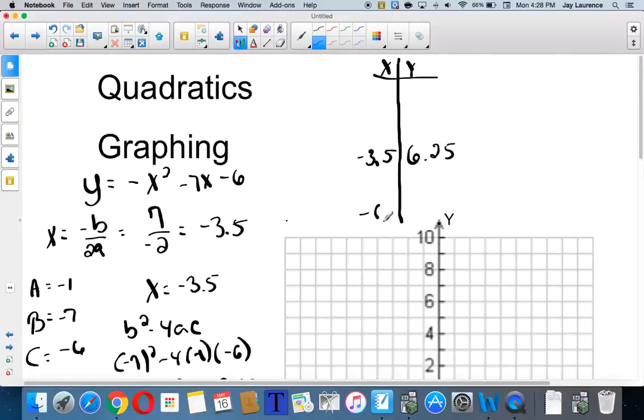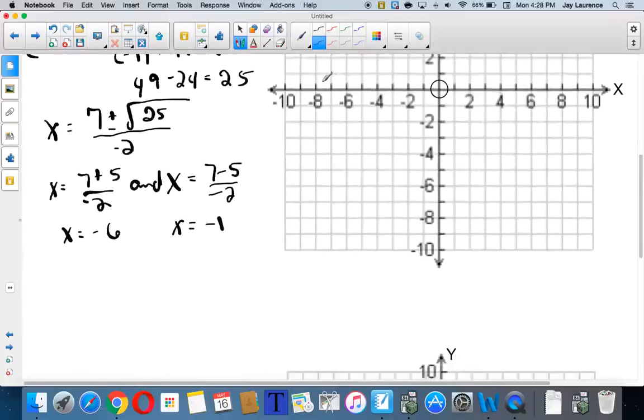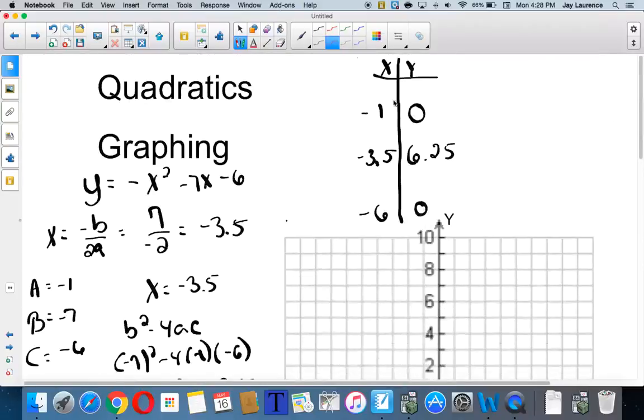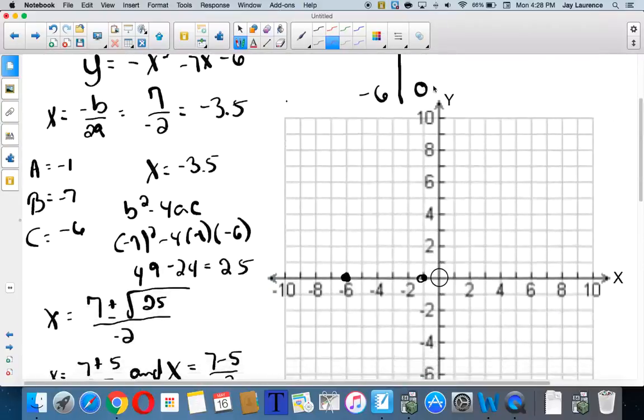Let's see, -6 is going here, and -1 is going to go there. And I know the y-coordinates. How do I know? Because they're x-intercepts. So I'm going to have -6, 0 right there. -1, 0 is going to be there. And then the vertex is going to be at -3.5, 6 1/4. Hey, what do you notice about this parabola?